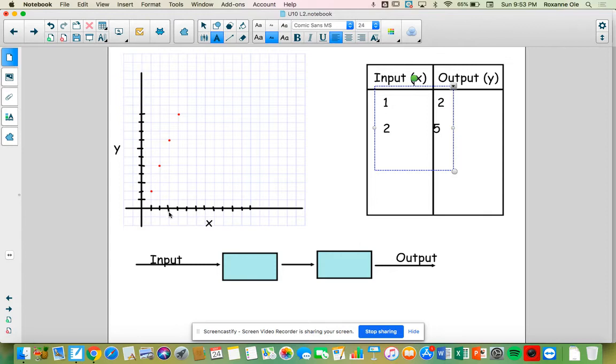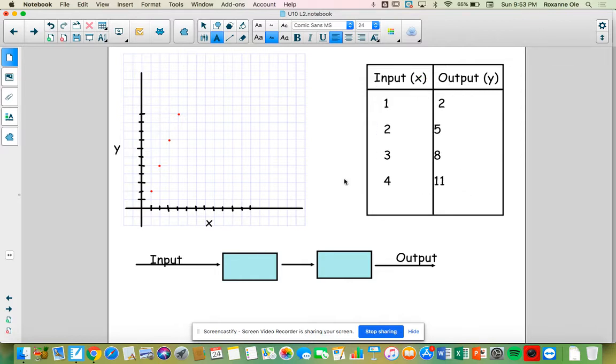When we have 3 on the x-axis, count up here, we have 8 on the y. So 3, 8. Oh, that one went way over. That's okay, doesn't matter. Next one, we have 4 on the x-axis. We have 11. So 4 and 11.